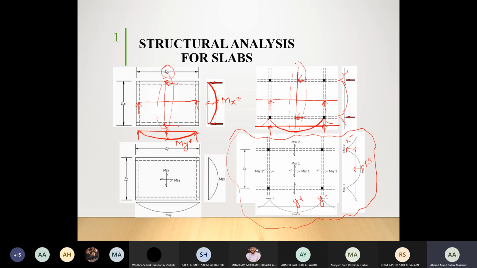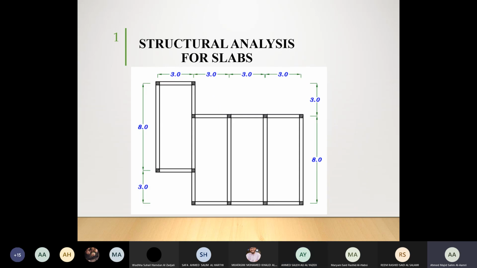Yes. Are we okay? Okay. Now, can you tell me how would you do? This was one of the previous exam questions I wrote in quiz 1. Can you tell me how would you draw the bending moment diagram for this case? Any person?